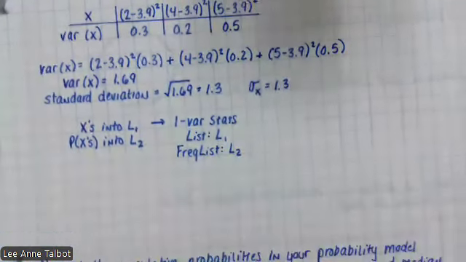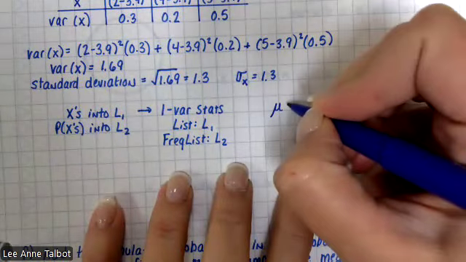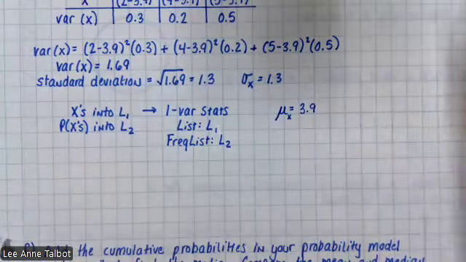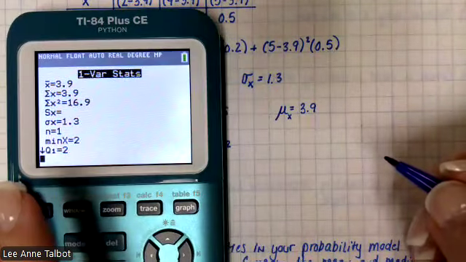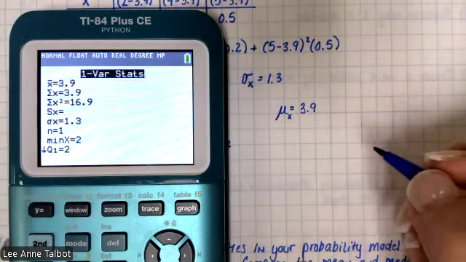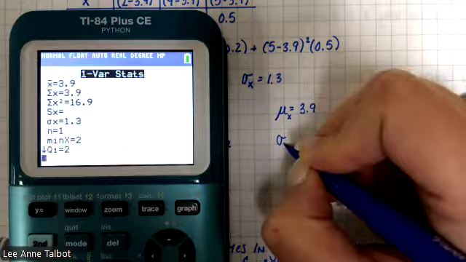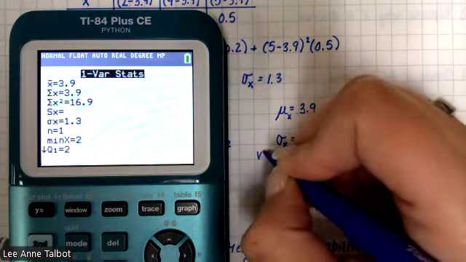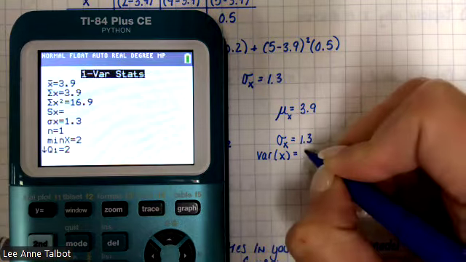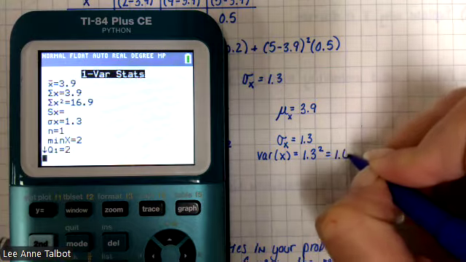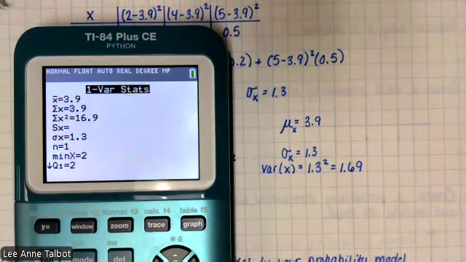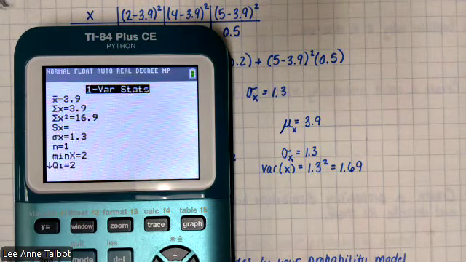So come back over here. So what you do is you say, okay, the mean is 3.9. Do you guys see where the mean came from? Notice I'm changing my symbols. Standard deviation is 1.3. And then if the problem asks you for the variance, you just do 1.3 squared, which is 1.69. So when you calculate it by hand, you get the variance first. But when you calculate it in the calculator, you have to actually do an extra step to get variance.